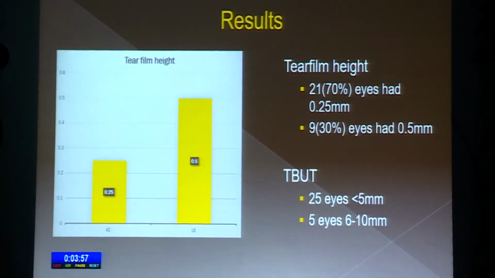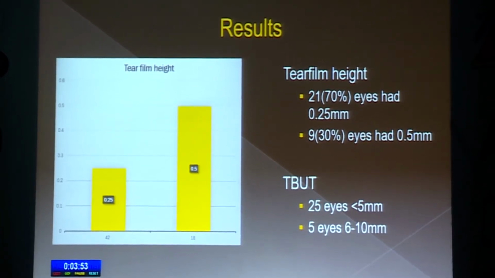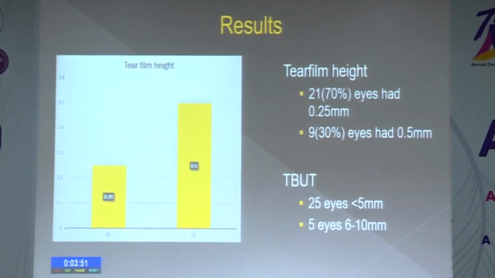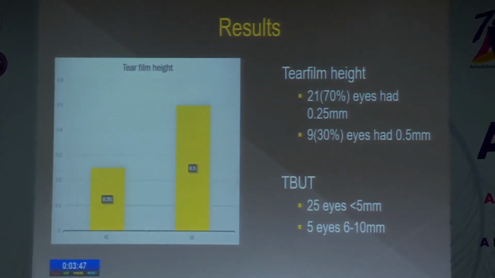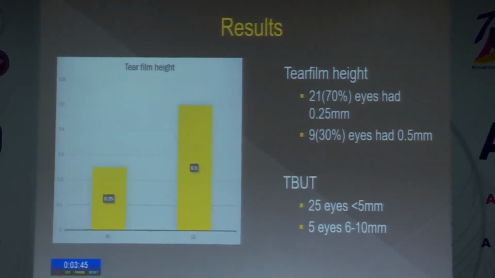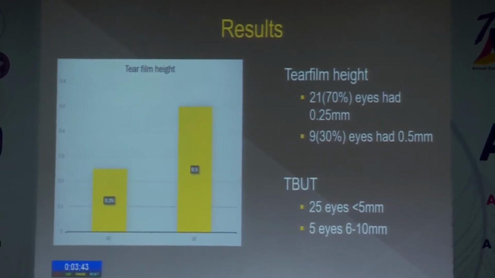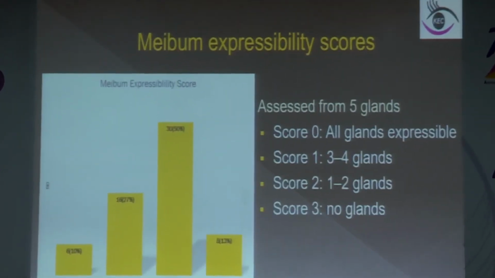Tear film height was studied. It was 0.25 in 75% of the patients and 0.5 in 30% of the patients. Tear film breakup time was less than 5 mm in 25 eyes and 6 to 10 mm in 5 eyes.